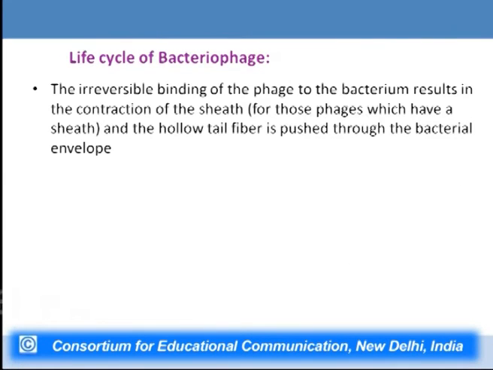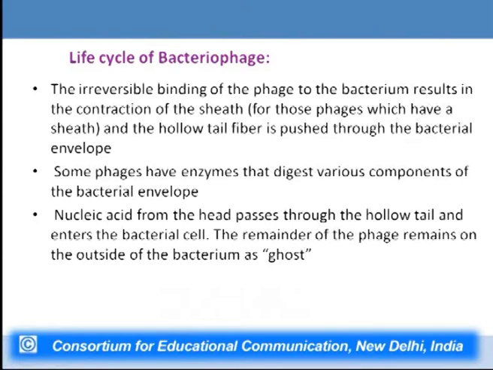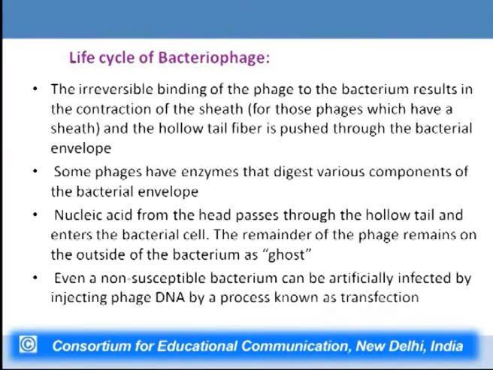Now the irreversible binding of the phage results in the contraction of the sheath, and the hollow tail fiber is pushed through the bacterial envelope. Some phages also have enzymes which digest various components of the bacterial envelope. The nucleic acid, that is DNA, from the head passes through the hollow tail and enters the bacterial cell, and the remainder of the phage remains outside of the bacterium like a ghost. Even a non-susceptible bacteria can be artificially infected by injecting phage DNA by a process known as transfection.